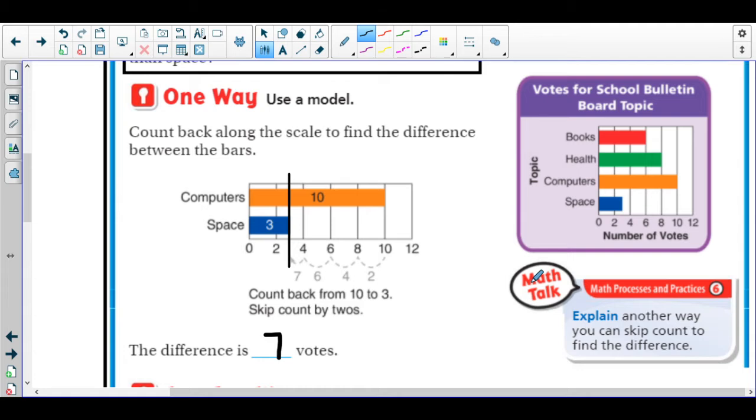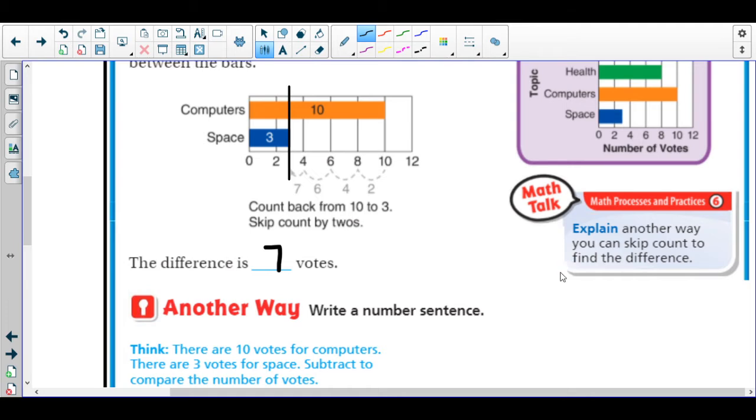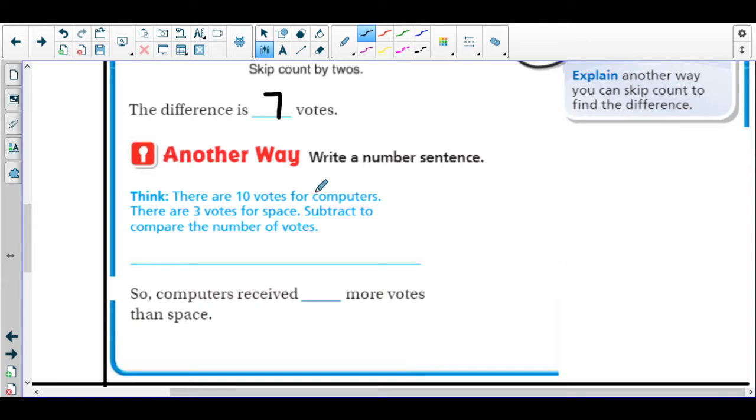Well, another way, I guess we could write a number sentence. Okay, so there are 10 votes for computers, 3 votes for space. Subtract to compare the numbers. Well, that's going to be easy enough. Okay, 10 minus 3 equals 7. So computers received 7 more votes than space.